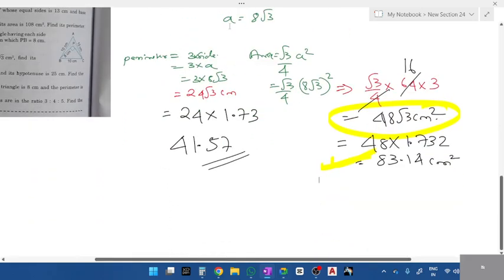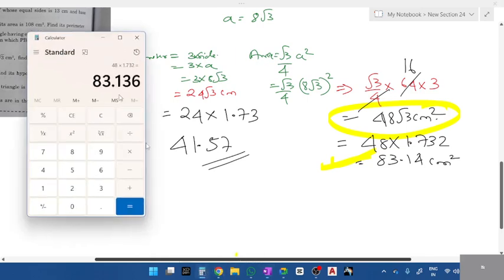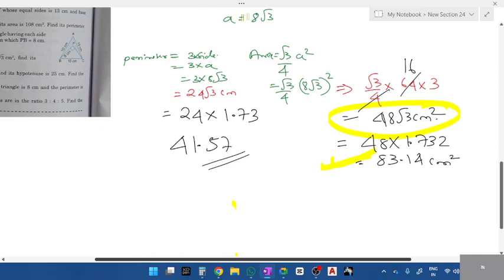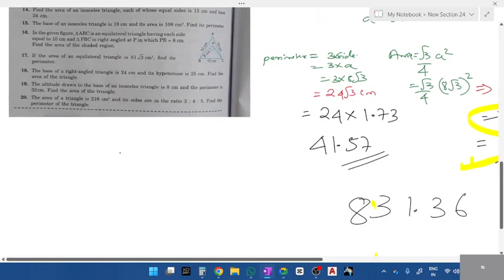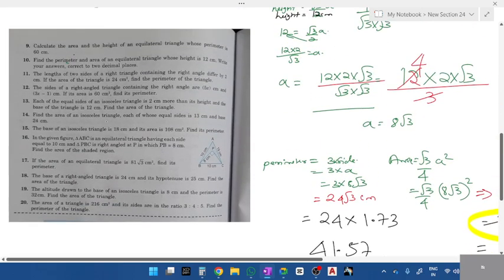Yeah, tell me, Anya, what do you get? 83 point... No, no, what is given here? 83.136, not the whole value. 83.136, right? What have they asked here, correct to? Read the last sentence, students. Correct to?